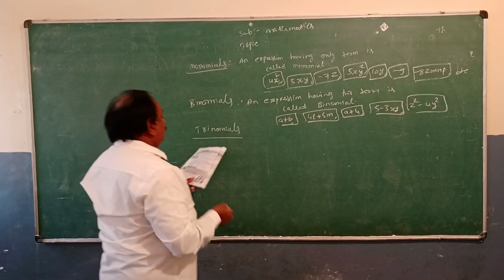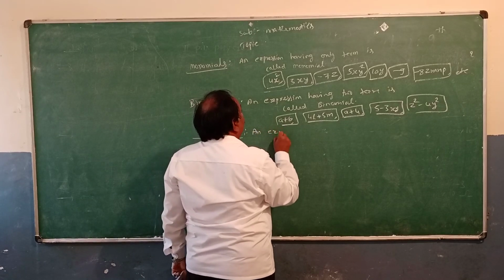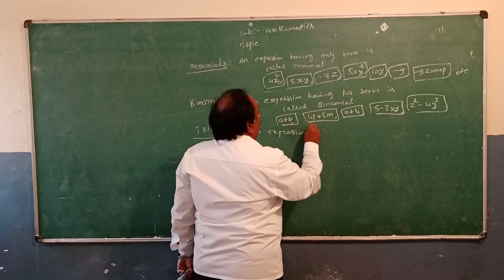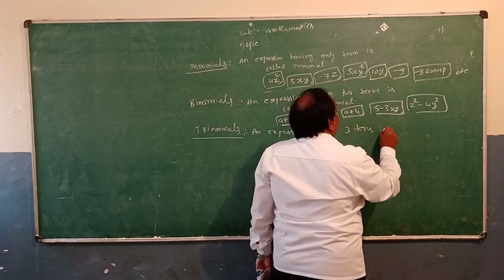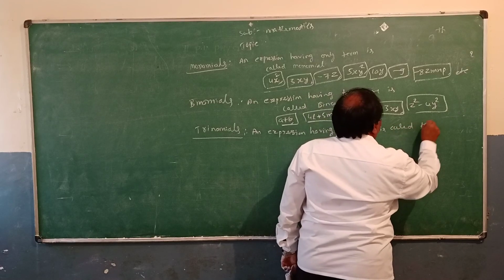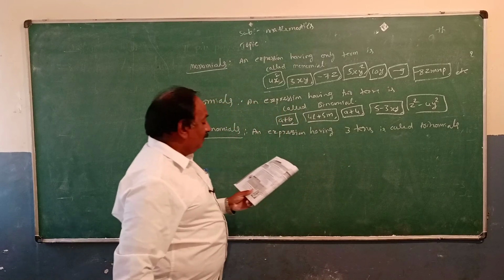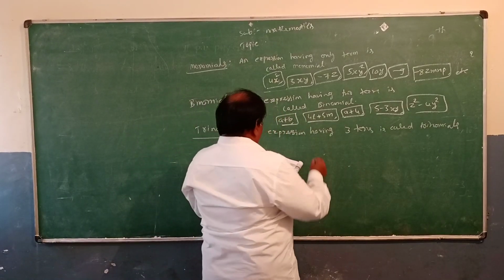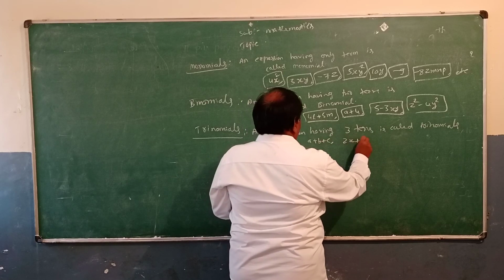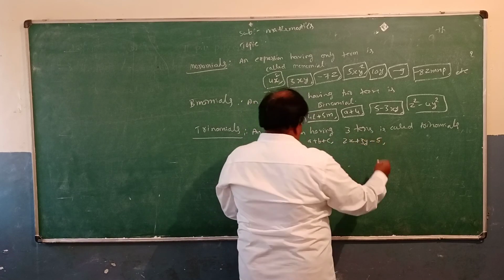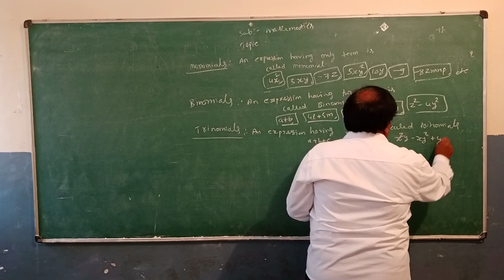Next, come to trinomial. An expression having three terms is called trinomial. a plus b plus c, 2x plus 3y minus 5, x square y minus xy square plus y square.